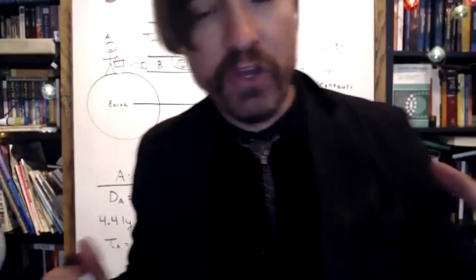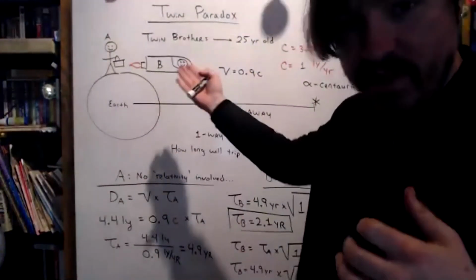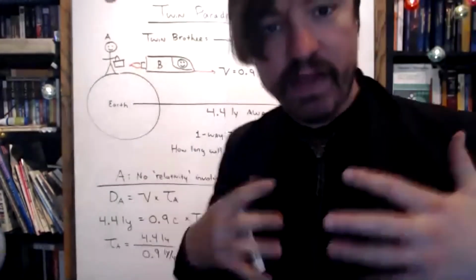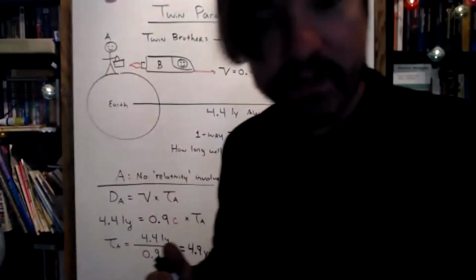Now, you might ask me, what will it feel like if you're brother B? It won't feel like time is running slow. When you're in the spaceship, you don't feel like you're in slow motion. You feel like time is normal because you're at rest with respect to yourself and your heartbeat has a normal rate with respect to yourself.